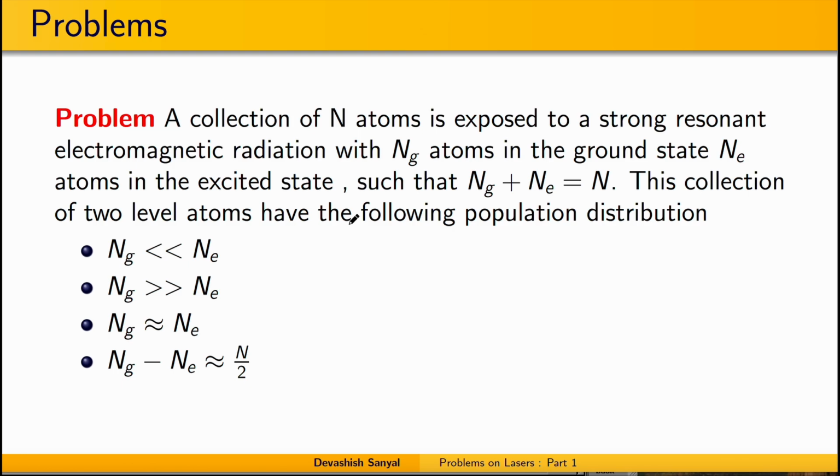We go to the last problem. A collection of N atoms exposed to a strong resonant electromagnetic radiation, with Ng atoms in the ground state and Ne atoms in the excited state, such that Ng plus Ne is equal to N, the total number of atoms. This collection of atoms has the following population distribution: Ng is much less than Ne, Ng is much greater than Ne, Ng is almost equal to Ne, or Ng minus Ne is N by 2.